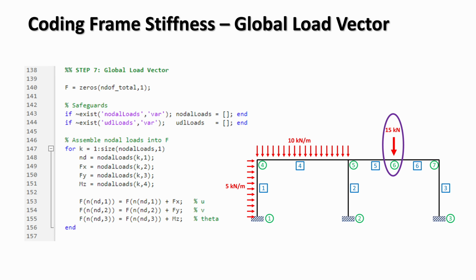Using the degree of freedom numbering stored in the matrix N, the code places each contribution to the correct entry of the global load vector. Here, the only nodal load is the 15 kilonewton downward force at node 6, so this appears in the global degree of freedom associated with the vertical displacement of node 6. At this point, the global load vector contains only nodal forces.